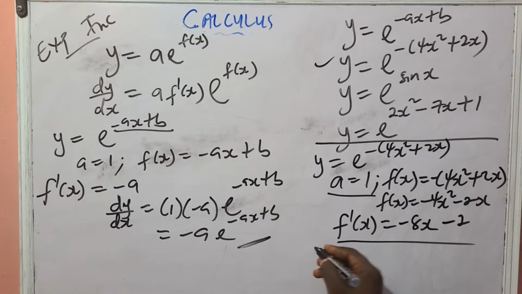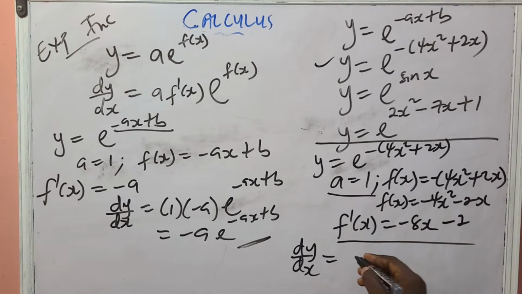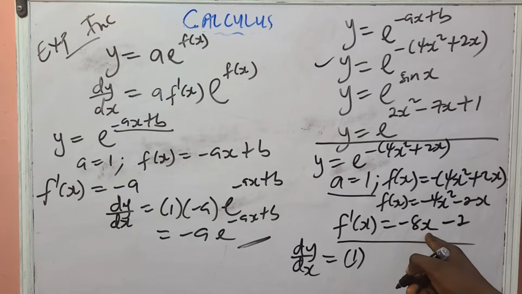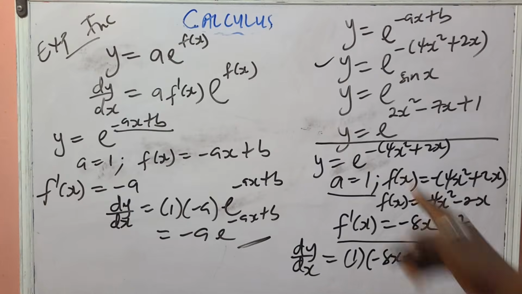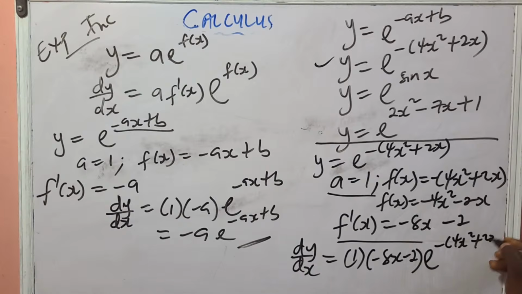So how do I get my dy over dx? My dy over dx now will be equal to what? You will multiply this coefficient, that's 1 in this case, with that derivative, that's minus 8x minus 2. Then all you need to do is rewrite the exponential with its power, in this case, e raised to power minus 4x squared plus 2x.